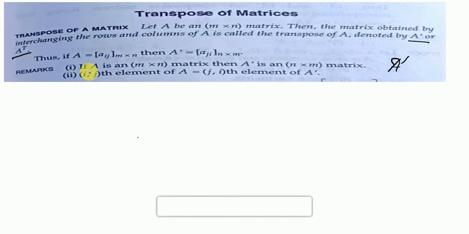Remark: if A is an m into n order matrix, then A dash will be an n into m order matrix. Its order is reversed: the columns become rows and the rows become columns. The ijth element of A becomes the jith element of A dash. So let's understand with an example.